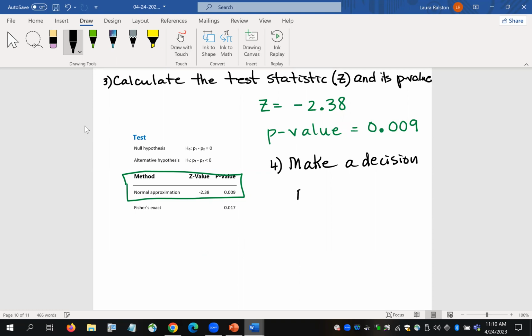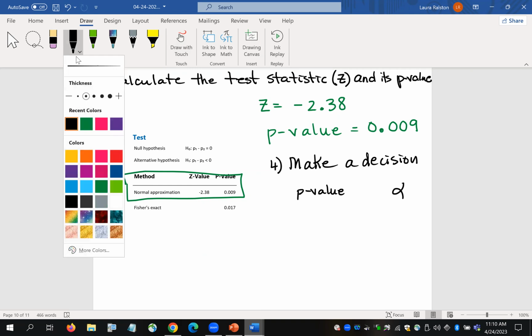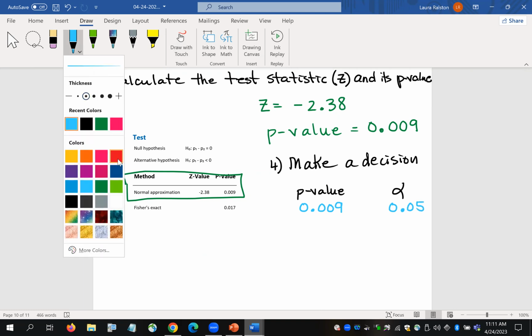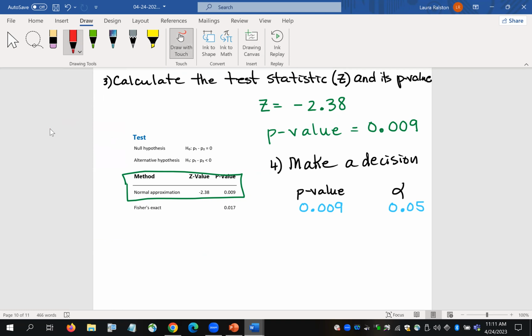We're going to compare the p-value to alpha. The p-value, which comes from Minitab, is 0.009. Alpha is 0.05. I compare it digit to digit.